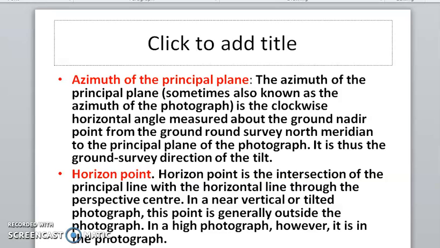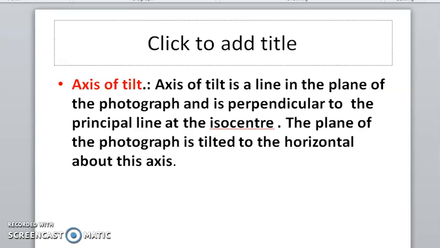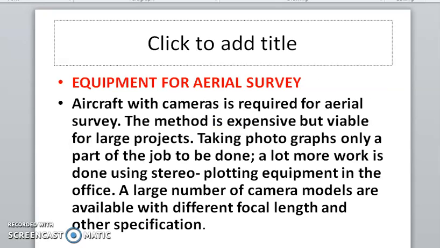In a near-vertical or tilted photograph, the point is generally outside the photograph. In a high-oblique photograph, however, it is in the photograph. Axis of tilt is a line in the plane of the photograph perpendicular to the principal plane at the isocenter of the photograph, tilted to the horizontal axis.